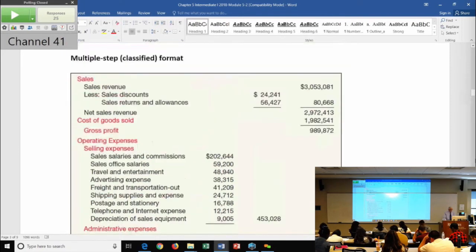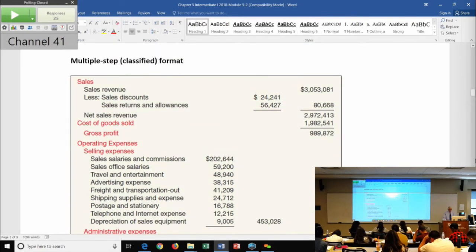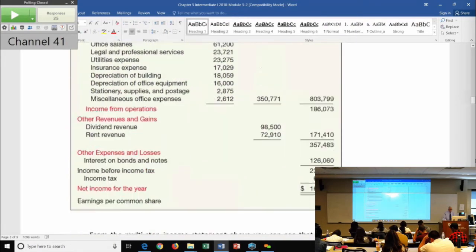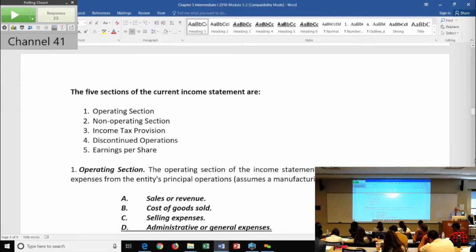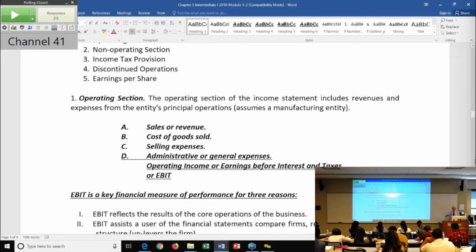Now, you can see that any income statement, especially the multi-step, classified one, has really about 5 sections that you have to be aware of. You've got your operating, non-operating, your taxes, discontinued ops, and earnings per share. And in the operating section, by definition, if this was done correctly, it should be only your permanent components of income.